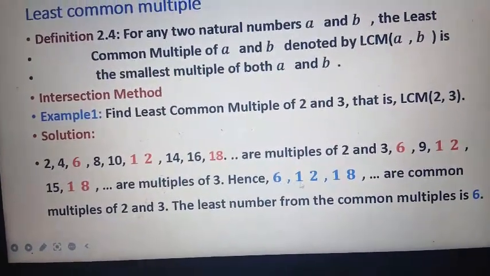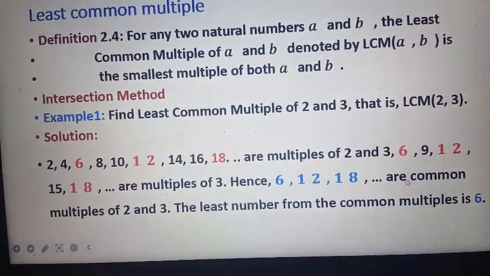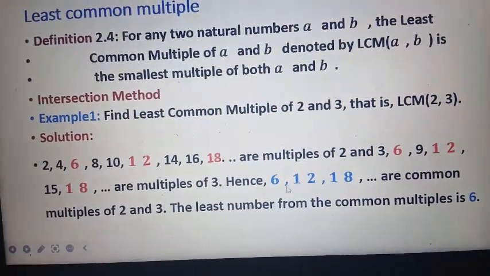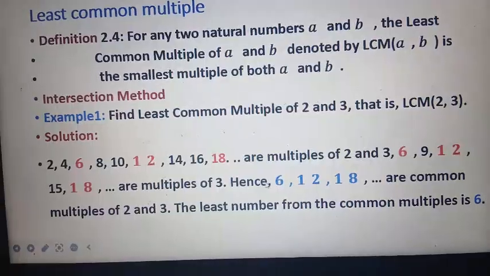Hence 6, 12, 18 are what? Common multiples of 2 and 3. Among these, which one is the least or the smallest one?